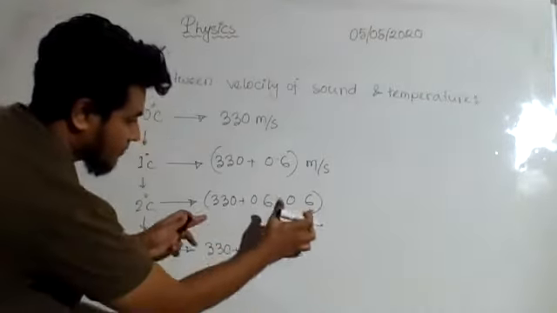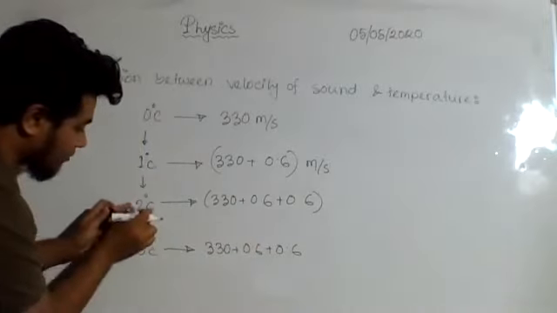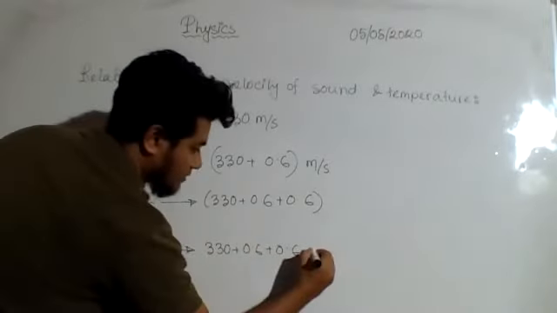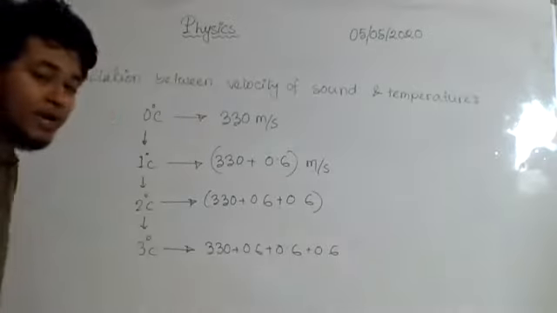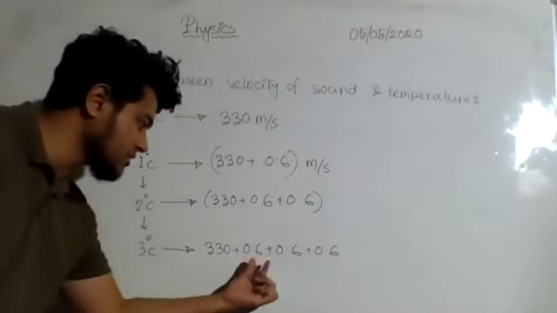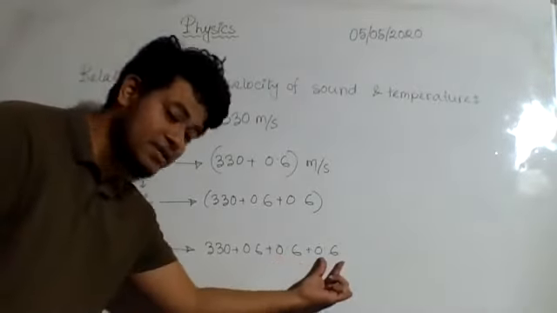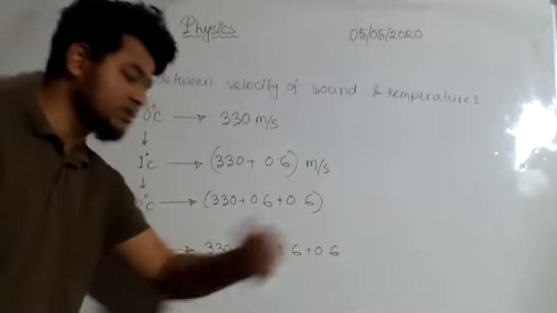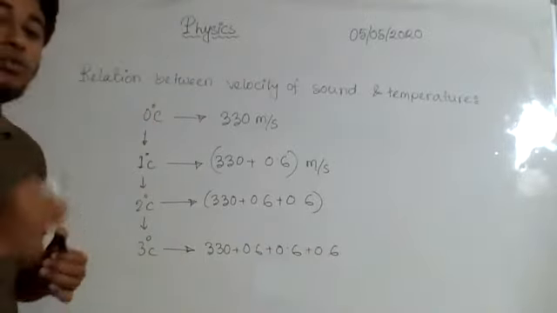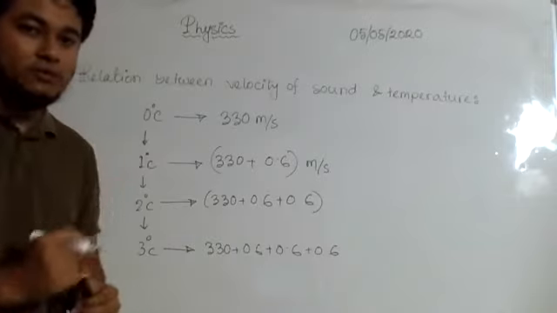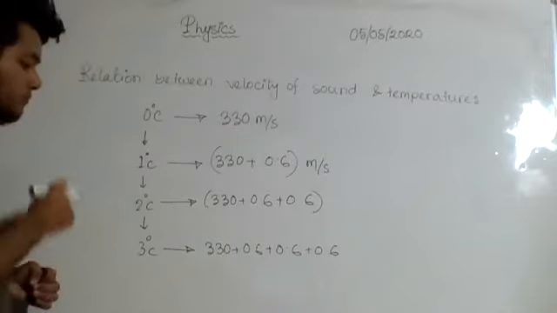see, this was the temperature at 2 degree, right? From here I increased 1 degree, so 0.6 will be added. This is 0.6, this is 0.6, this is another 0.6. 3 0.6s are there. Now, we have to actually develop a pattern. Okay, we have to find a pattern.